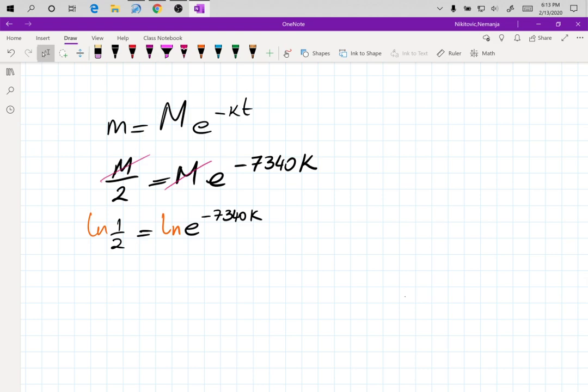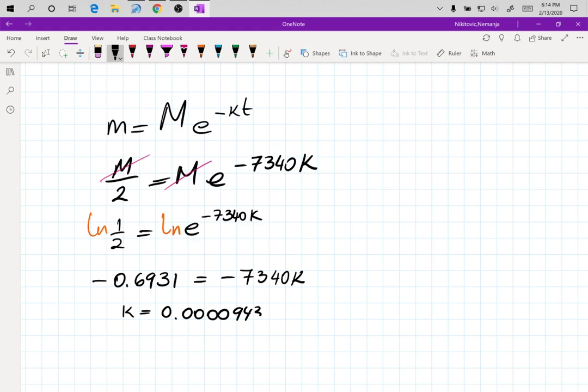So here's the button. ln 0.5 will give us negative 0.6931 equals negative 7340 k. So when you divide this by 7340, remember you have to use 4 significant figures. You will get that k is equal to 0.00009443.